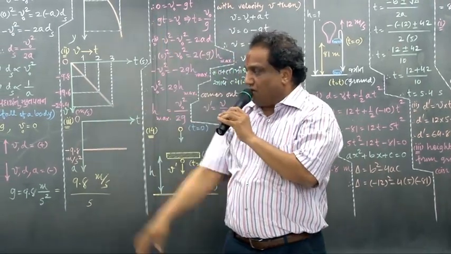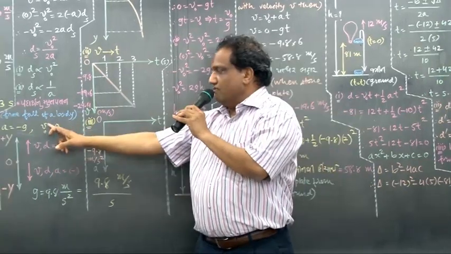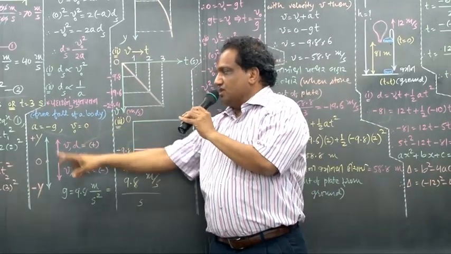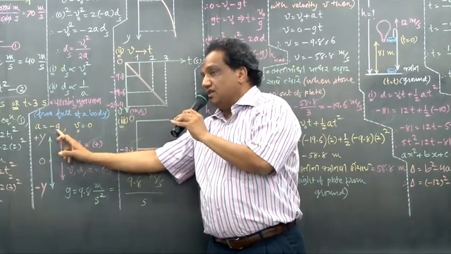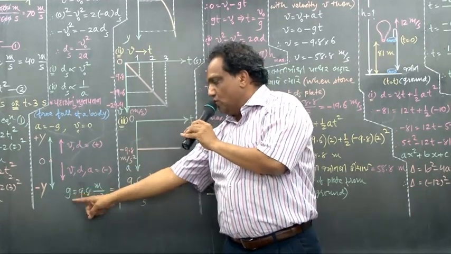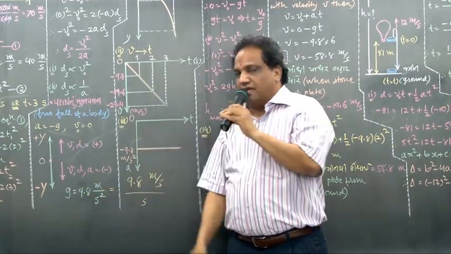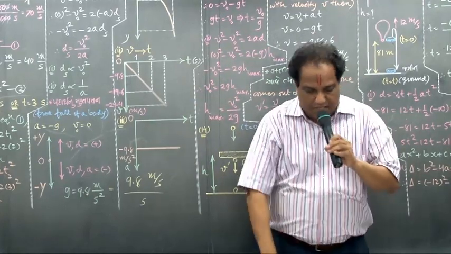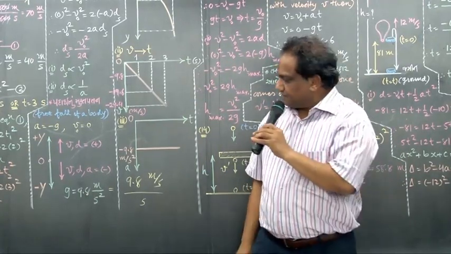And during the free fall, remember two values. Initial velocity is always 0 and acceleration is equal to gravitational acceleration. What is the value? g equals 9.8 meter per second square. Now take interest. Look.